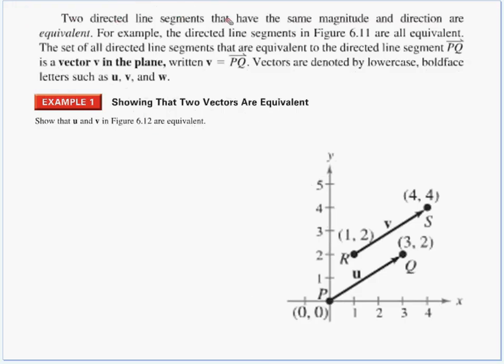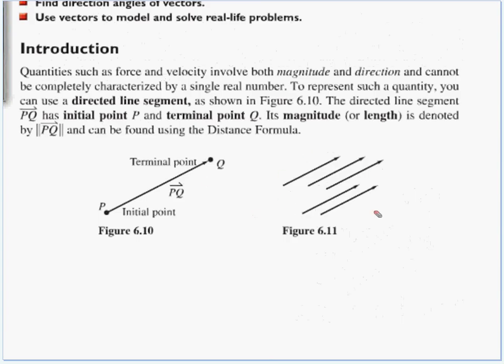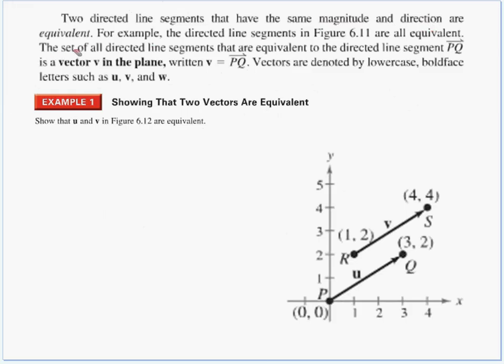So two directed line segments that have the same magnitude and the same direction are equivalent vectors. For example, these in figure 6.11 are all equivalent. They're all the same length and they all have the same slope. We can almost make out visually that they are parallel to each other and they are the same length. The set of all directed line segments that are equivalent to the directed line segment PQ is a vector v in the plane. Written as vector v is this ray from P to Q.